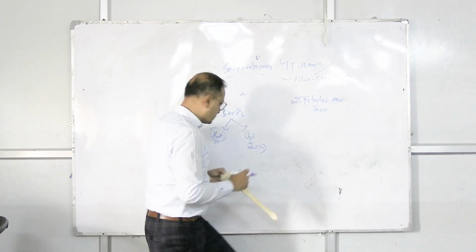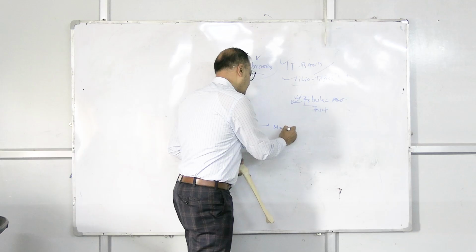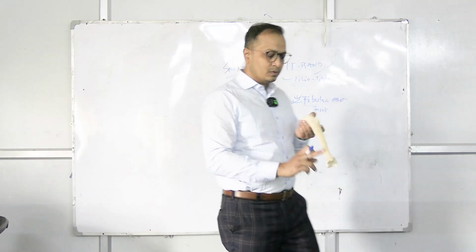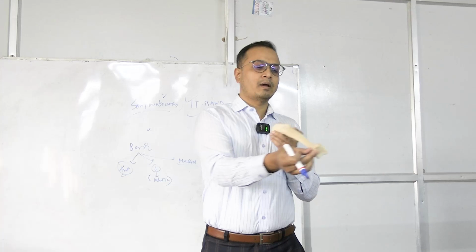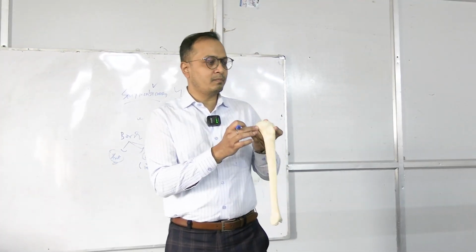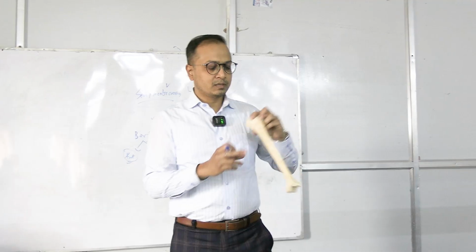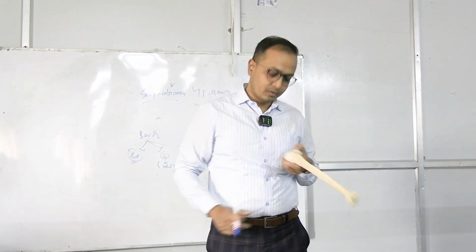And opposite to this interosseous border, we have another border, which we call the medial border. It is smoother and not very prominent, starting from the medial malleolus, climbing above and ending towards the upper end of the medial condyle. So these are the three borders present: anterior border, interosseous border and medial border.